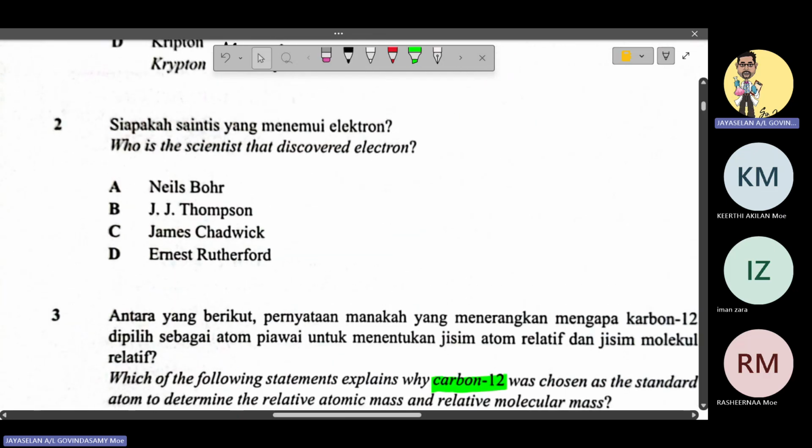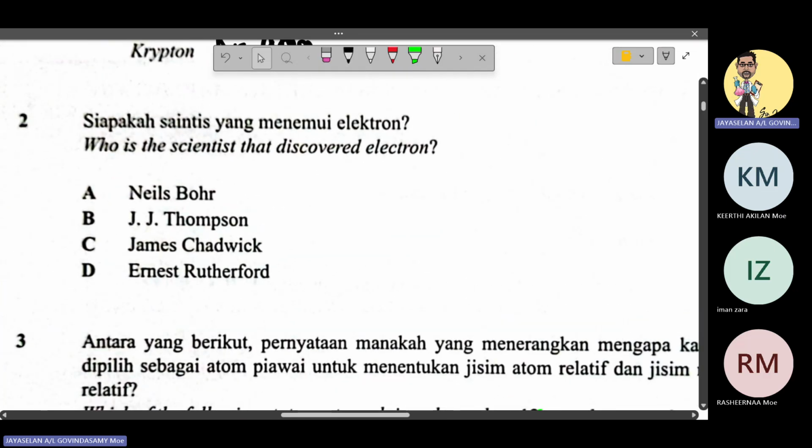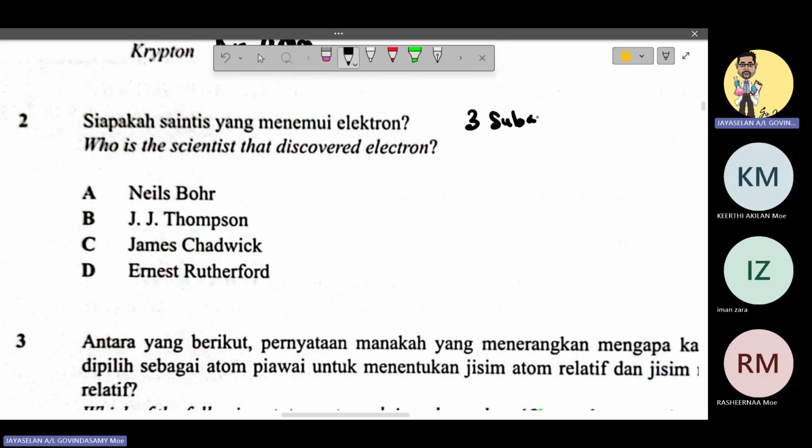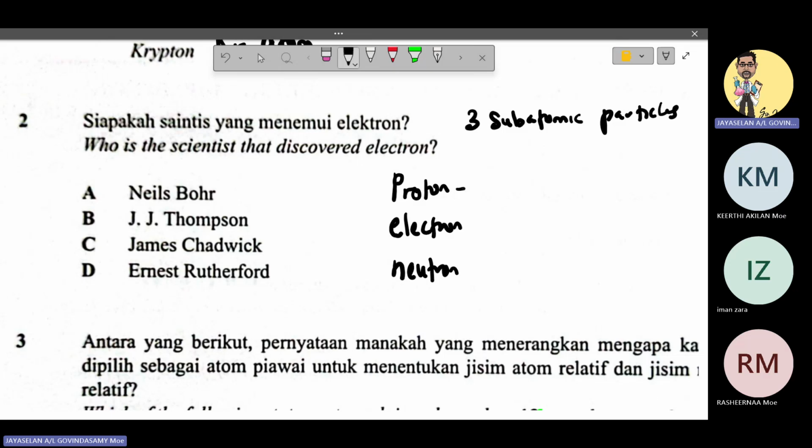Okay, which of the following, who is the scientist who discovered the electron? 3 subatomic particles, please memorize: P, E, N. P stands for proton, E stands for electron, and N is neutron. The proton was introduced by Ernest Rutherford. Remember Rutherford, racket, and so on.